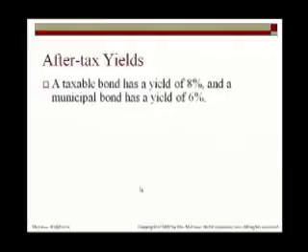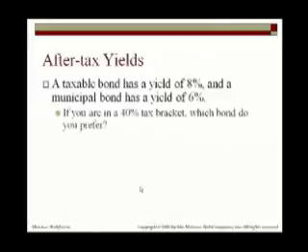tax on it. So here's a taxable bond that has a yield of 8% and a municipal bond that has a yield of 6%, and we'd like to compare them to see which has a higher rate of return. Now your first reaction is obvious. 8% is higher than 6%. But the question is, since I have to pay tax on the 8% bond, do I really get 8%? And that really depends on your tax bracket.